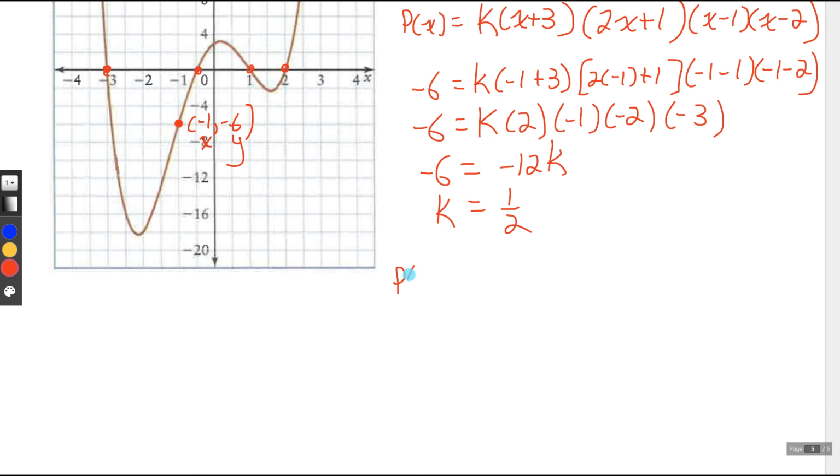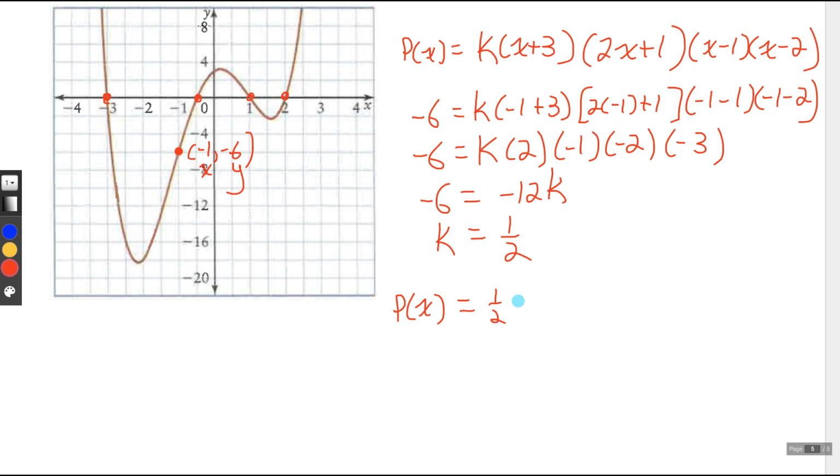So my final answer for the member of this family, p of x, would be equal to a half times the 4 factors of x plus 3, 2x plus 1, x minus 1, and x minus 2.